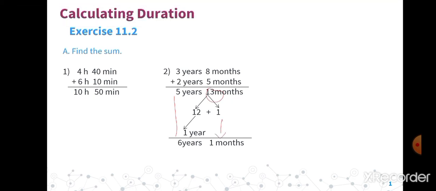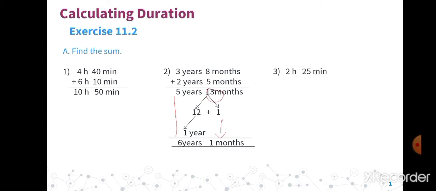Understood? So the answer will be 6 years 1 month instead of writing 5 years 13 months, because that is not a standard form. Okay, the answer should always be less than 12 months because 12 months is equal to 1 year. Now what does the next example say?